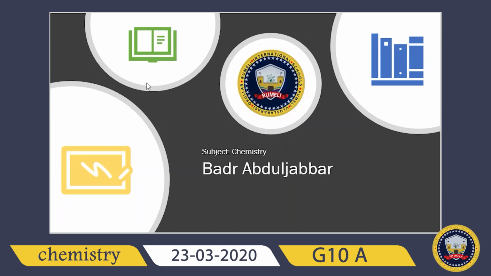I hope you have studied the previous lessons because they are very important, especially the last one, which was balancing redox equations or reactions. And there are 7 steps. These 7 steps are very important. Please, I hope you have studied them very well. So let's continue. We will start now.